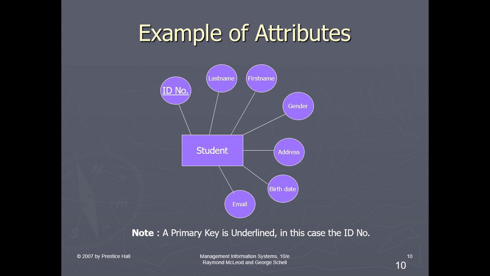This is the example. So for example of attributes, we have here ID number, last name, first name, gender, address, birth date, and email. So these are the attributes of this entity student. If you have noticed, we have here ID number underlined. So it is the primary key, as underlined in this case. Sometimes there is no underline, but we have to put PK or primary key. Okay, you will see this when we design.